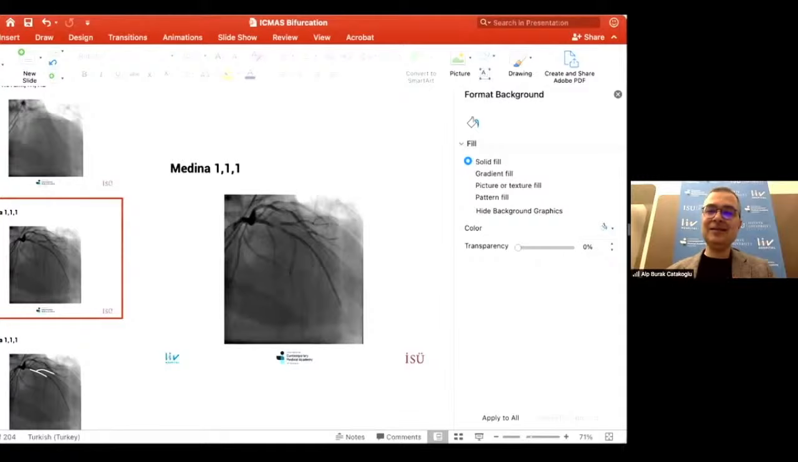But of course, this is a point which we have to discuss in detail, and it's really difficult to answer today because we have no answer for this question exactly. But according to papers and to the data that comes from Korea, DK crush is better than other techniques. In case you need to choose a two-stent strategy, DK crush seems to be a good alternative. So that's my answer.